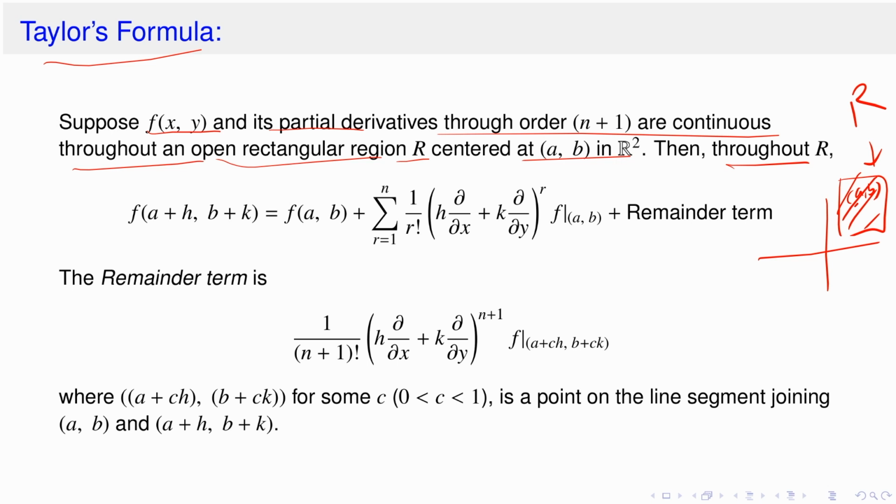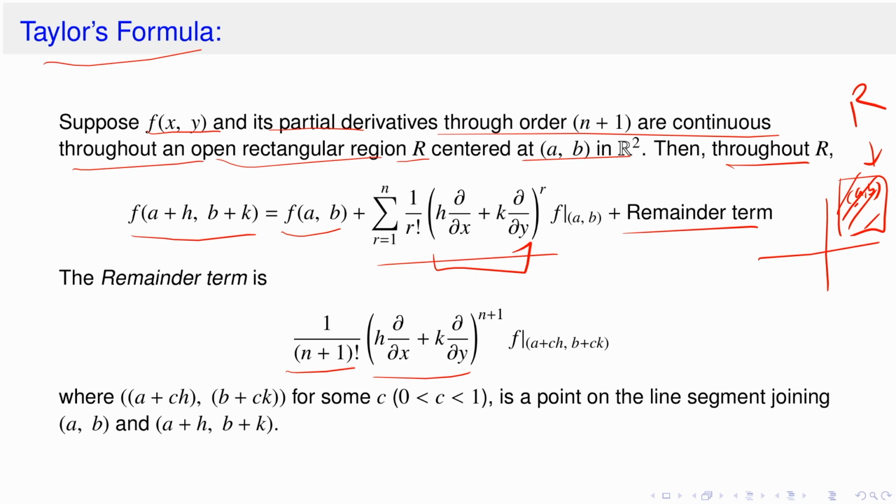So what is the statement? f of a plus h comma b plus k is exactly equal to f of a comma b, then you will have an expression in terms of nth derivatives, the sum over r from 1 up to n of 1 by r factorial times h del x plus k del y to the power r, which has a binomial expansion, plus you will have the remainder term. And what is the remainder term? This is exactly equal to 1 by n plus 1 factorial times h del x plus k del y to the power n plus 1 of f.